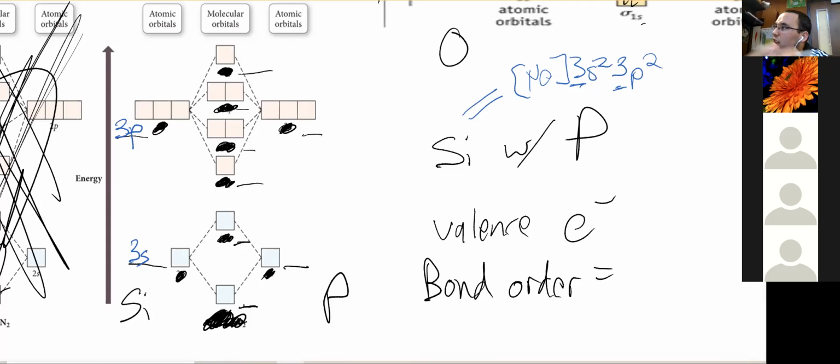Now, as long as we're thinking about silicon, let's just fill in its orbital diagram. So this one on the left, the 3s, what should that one look like? Filled. So we should have one up, one down. And the 3p? The first one filled. So it should look like this.